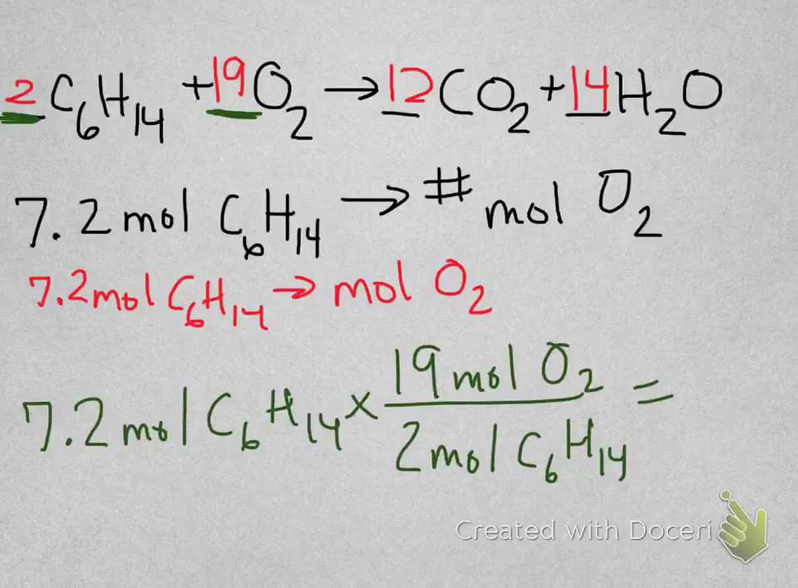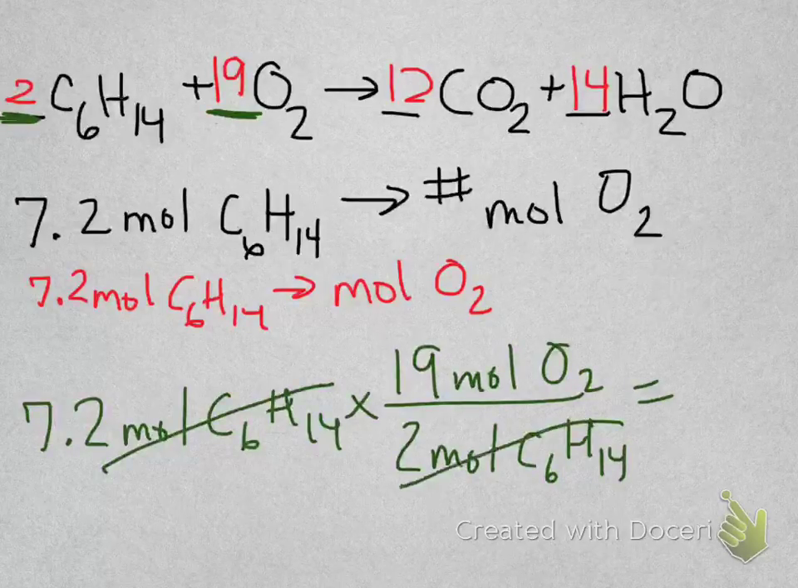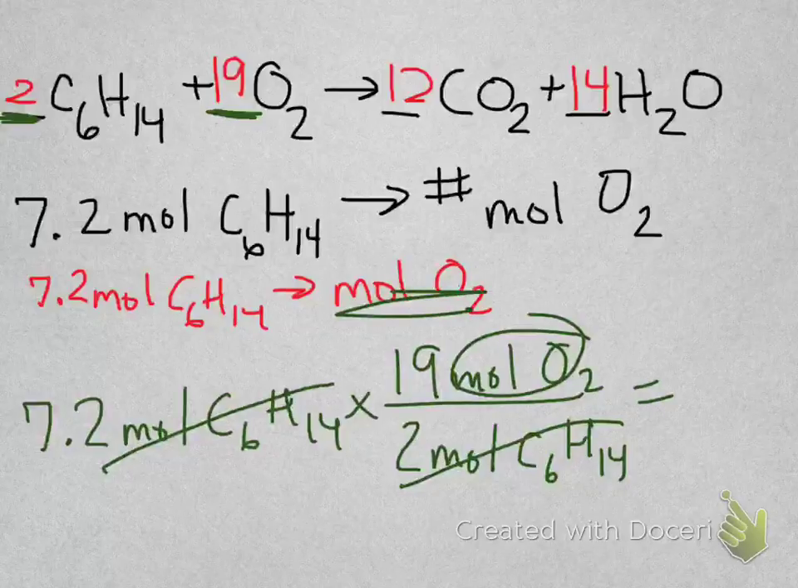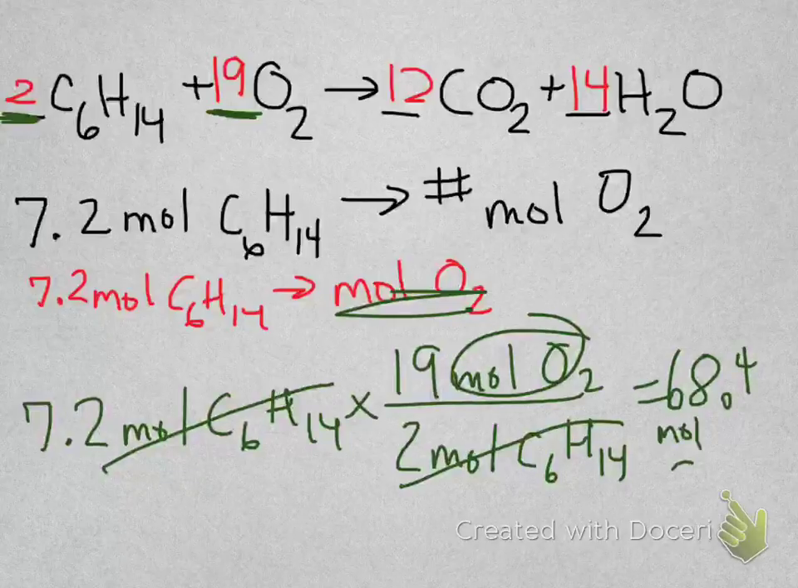Okay, so now our moles of hexane cancel out and we will be left with our moles of oxygen, which is what we want. So we just need to do this math. And we should get 68.4 moles of oxygen gas.